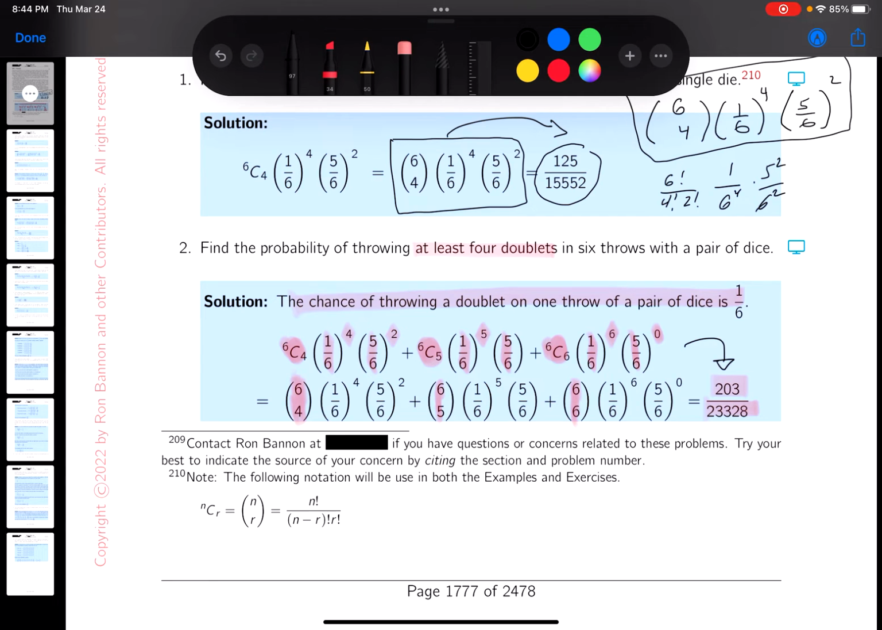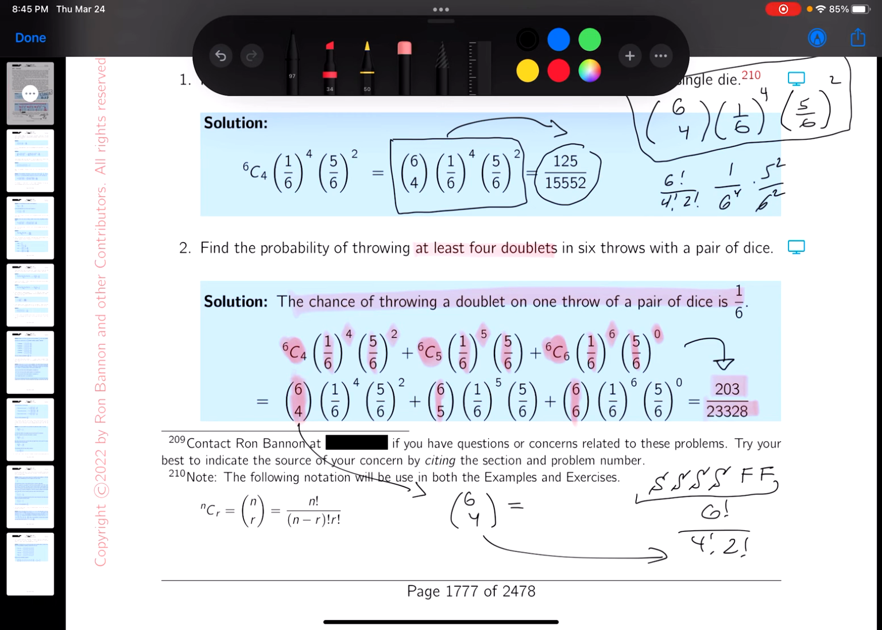Let me point out what that means over here. 6 choose 4, right? That's what we say. But really what am I doing? I'm ordering success, success, success, success, failure, failure, right? In other words, doublet, doublet, doublet, doublet, no doublet, no doublet. So really what I'm doing is like ordering a word here. 1, 2, 3, 4, 5, 6 factorial, 4 factorial, 2 factorial. They really look the same, all right? Same thing with the 6, 5, same with the 6, 6.